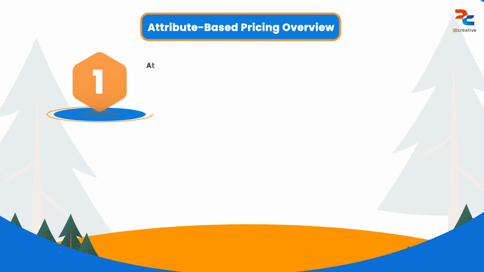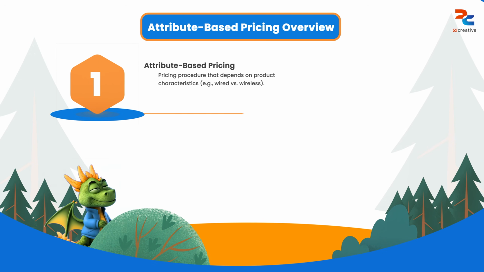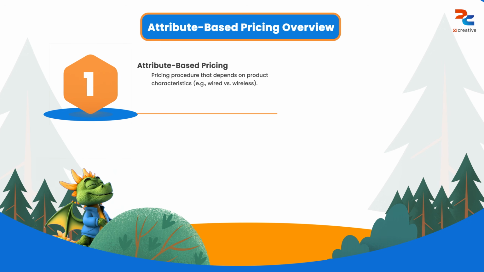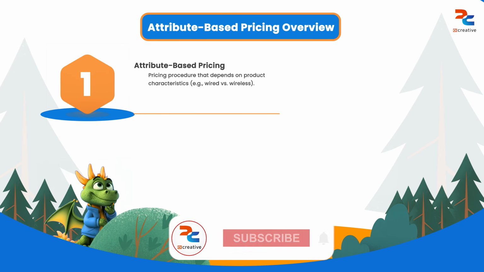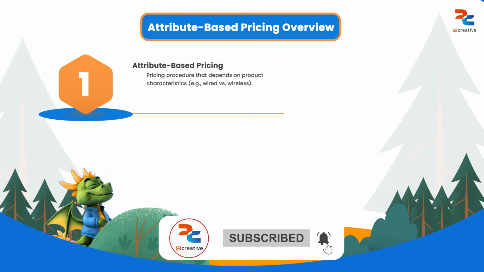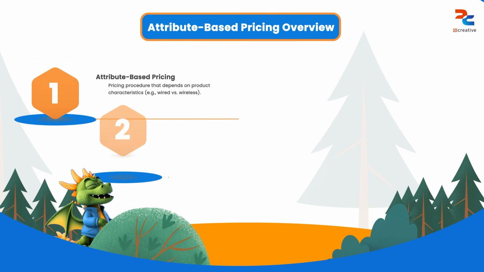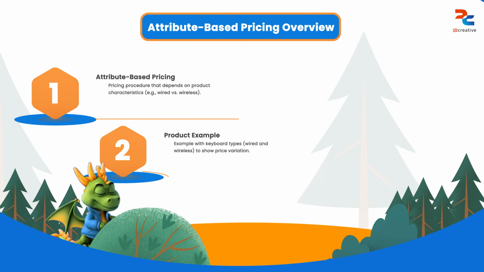Okay, so now we are going to add attribute based pricing. So we have already discussed what is attribute based pricing, but again, in short, attribute based pricing is a procedure which depends on a product's configurable characteristics, that is called attribute. So for example, what we are going to see here, our main target is we have a product called keyboard. Okay, so now the keyboard can be a wired keyboard, the keyboard can be a wireless keyboard.